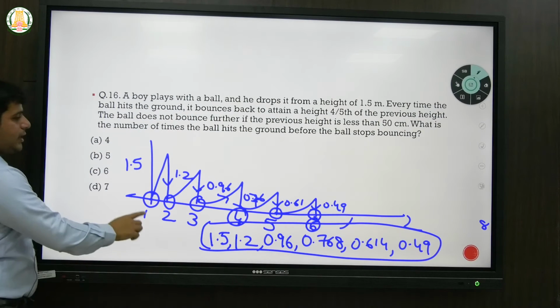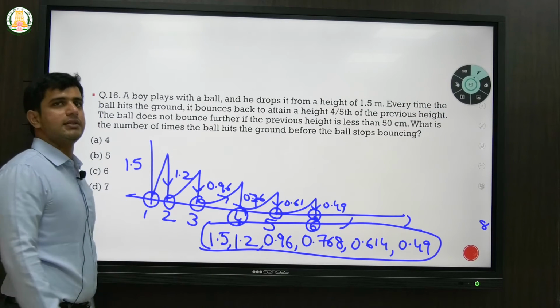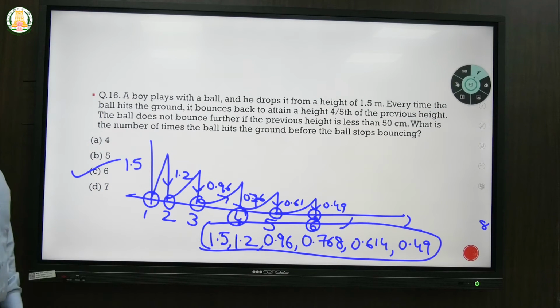Okay. So if you see, how many times does it touch the ground? 1, 2, 3, 4, 5, 6. It touches the ground 6 times. So your answer will be 6.